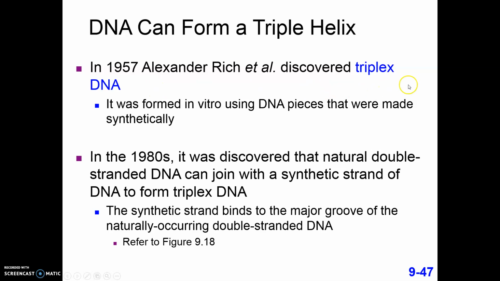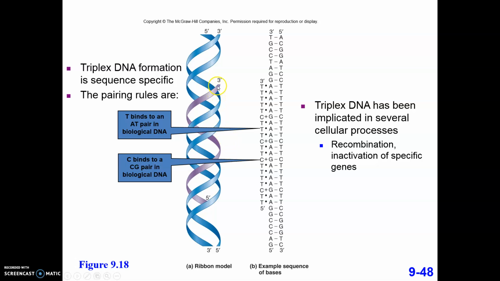Now, the book also talks about the fact that it was discovered that you can have a triple helix. While we don't understand the full significance of this, what we do know is that we can utilize this triple DNA structure to create probes to find specific sequences. So how this works out is you essentially have another strand that is fitting into the major groove.